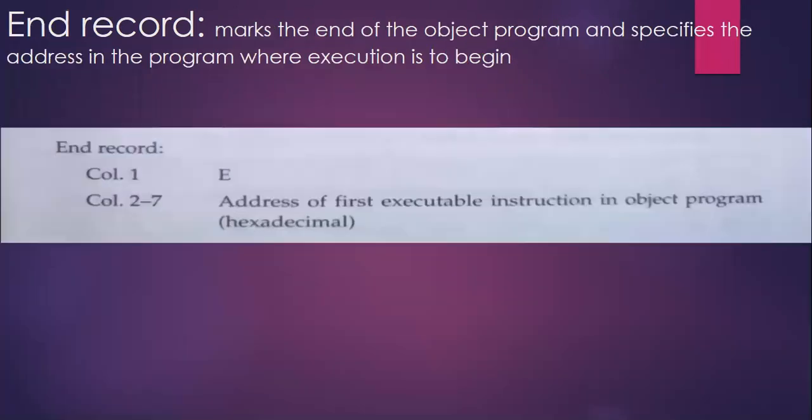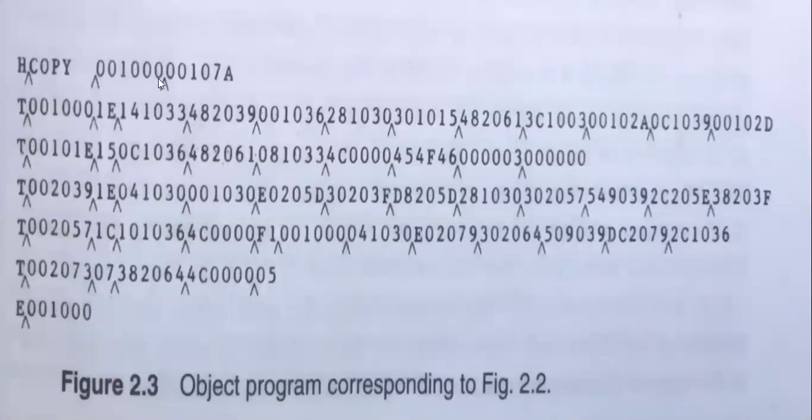After this, the end record marks the end of the object program and specifies the address in the program where execution is to begin. We will have only 7 columns, 1 to 7. The first column is identified by E, which indicates it is the end of the object code. Then columns 2 to 7 hold the address of the first executable instruction in the object program. What is the first executable instruction in this program? 1000, the beginning address. That should be specified at the end also.